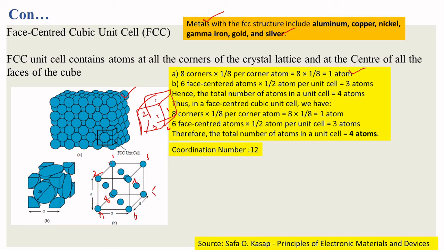So there is a face center atom on each face, and each will contribute 1/2. One is on the left side, another on the right side, and each is shared with the neighboring cell, so the contribution is 1/2 per atom per unit cell. So 6 into 1/2 gives 3 atoms. Here the 8 corner atoms plus 6 face center atoms give the structure of the face centered cube.